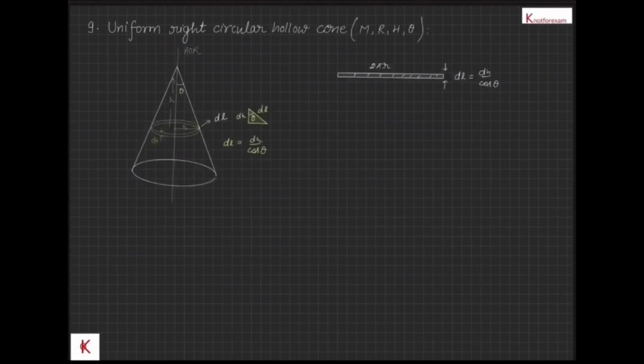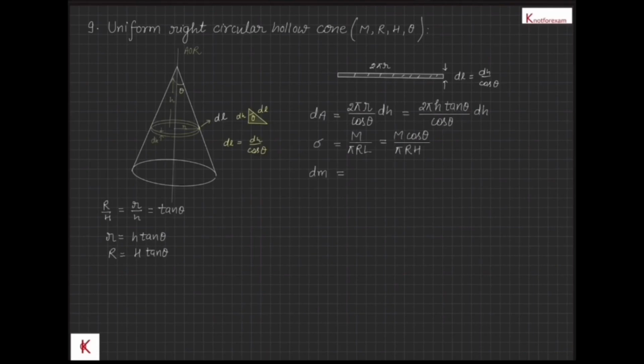Moment of inertia of a uniform right circular hollow cone, mass m, radius r, height h and half cone angle theta about its axis. Take a differential part of the cone as a ring in the form of a strip at a distance h from the vertex with slant distance dl, and its radius is r equals h tan theta and width is dl, that will be dh upon cos theta. Integrating the contribution dI of this ring to get the net moment of inertia comes out to be half m r squared, which only depends on total mass and radius of the base.